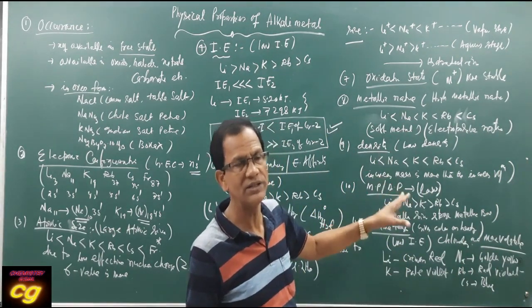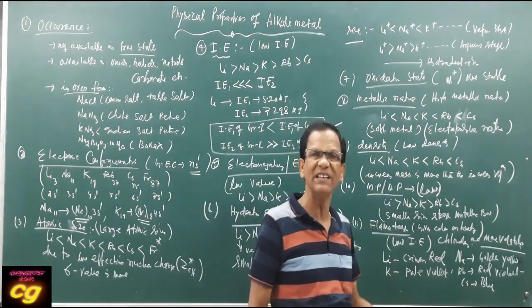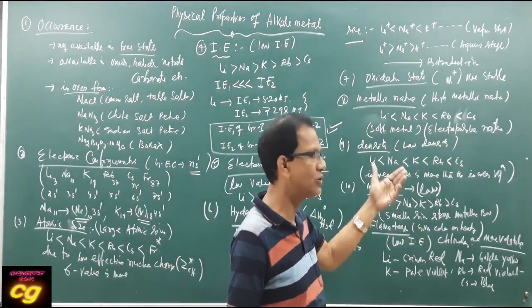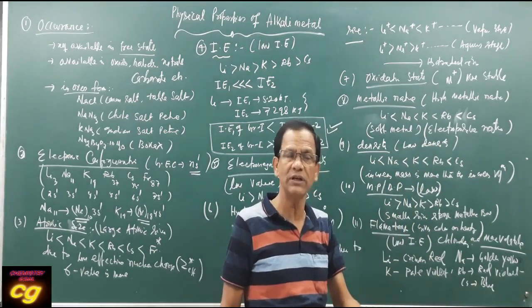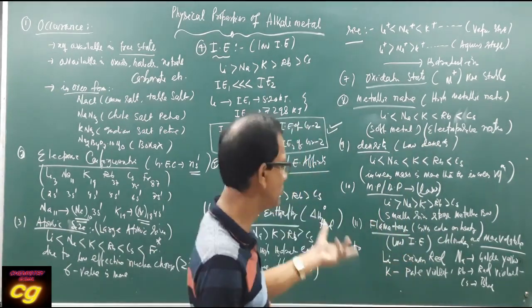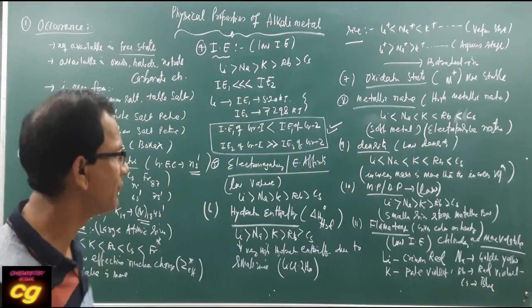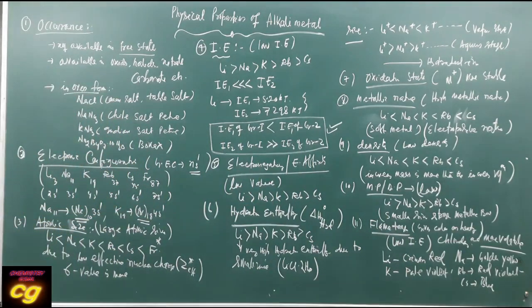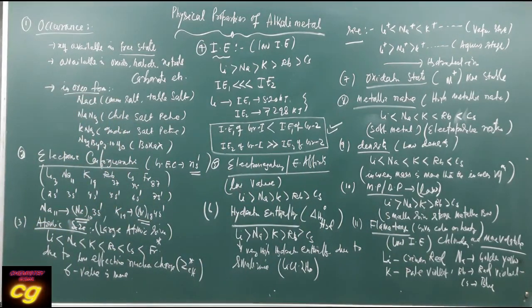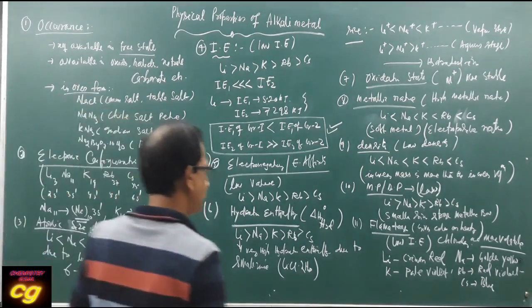Because of large size and low ionization energy, the electron is easily excited. The excited electron returns to the ground state and imparts color. This is the main basic concept of the flame test. So due to the flame test, we can identify the alkali metals. Then another important property: the photoelectric effect.